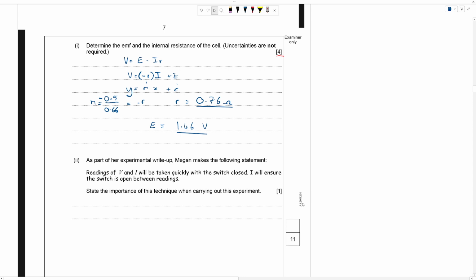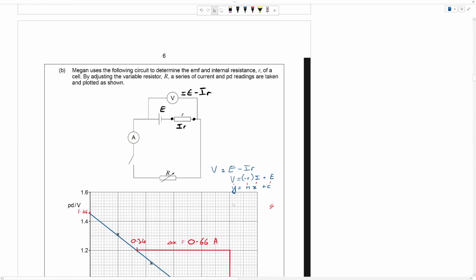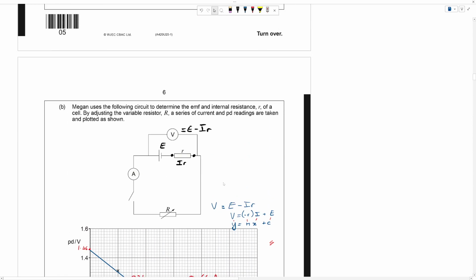Final part then. As part of the experimental write-up, Megan makes the following statement: readings of V and I will be taken quickly with the switch closed. I will ensure the switch is open between readings. State the importance of this technique when carrying out this experiment. So let's have a look at the experimental setup here. Yeah, there's a few things that we could mention here.